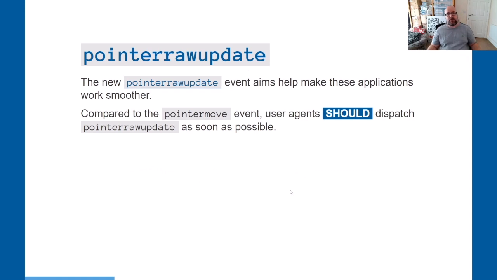So enter Pointer Raw Update. The new Pointer Raw Update event aims to help make these applications work smoother. Now, compared to the Pointer Move event, user agents should dispatch Pointer Raw Update as soon as possible at a very high frequency.